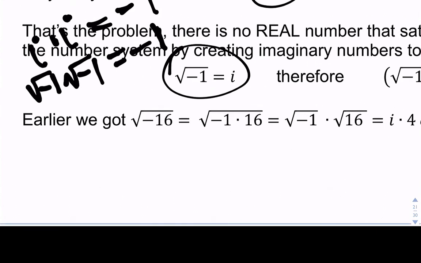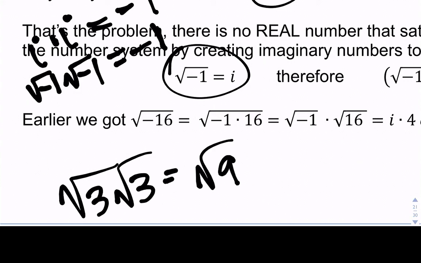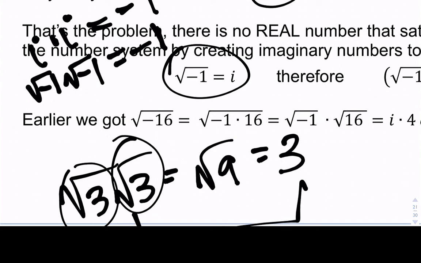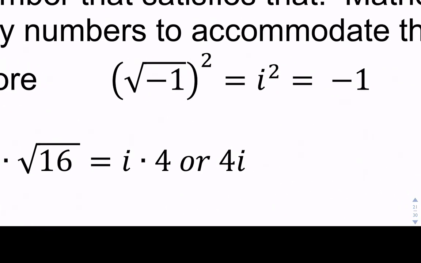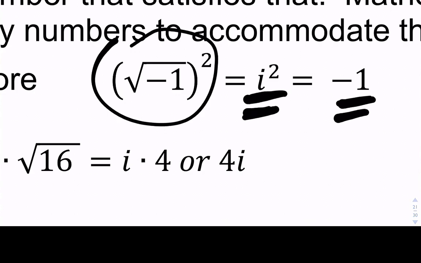So for example, if I do the square root of 3 times the square root of 3, we get the square root of 9, which is 3. So again, any radical times itself, the radicals cancel and you get the number underneath. So when you have the square root of negative 1 times the square root of negative 1, we get negative 1. It becomes a real number if you multiply it by itself. So here's what this is saying. Again, when you have the square root of negative 1 squared, or i squared, that equals negative 1.